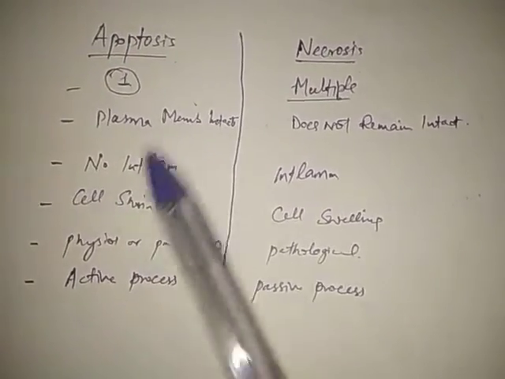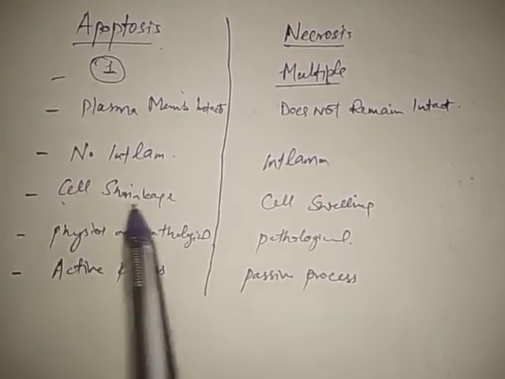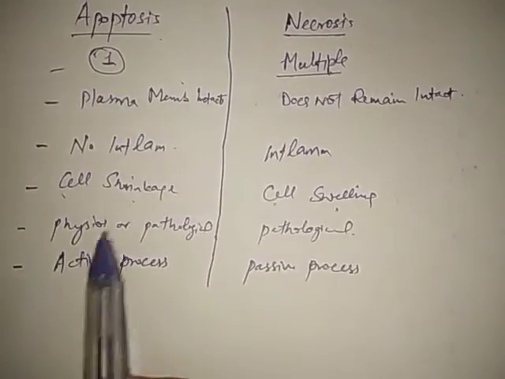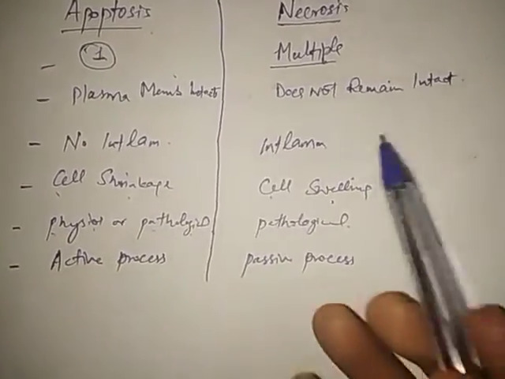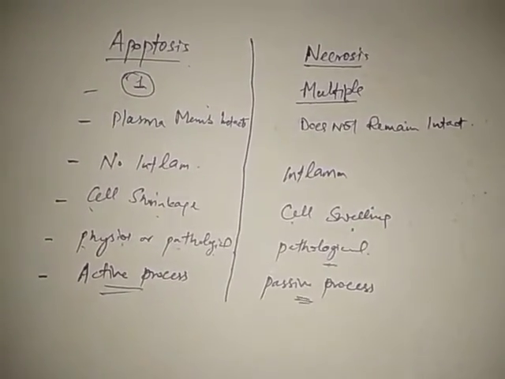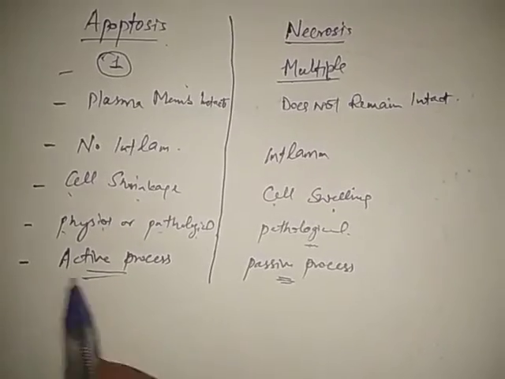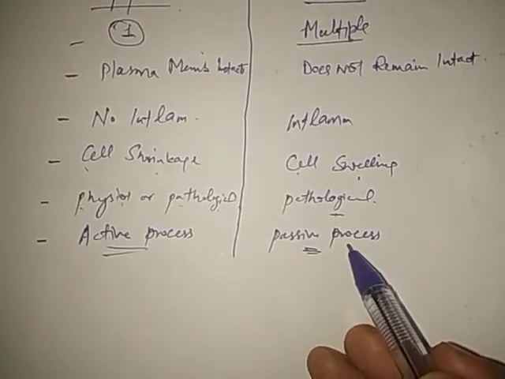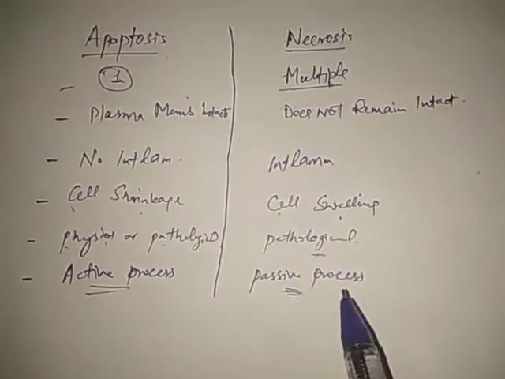In apoptosis we see cell shrinkage, while in necrosis there is cell swelling. Also, apoptosis can be physiological or pathological, while necrosis is always pathological. And apoptosis is an active process, while necrosis is a passive process. It is an active process because the inside machinery of the cell works in it, while in passive necrosis the outside damage induces it. So it is the passive process.